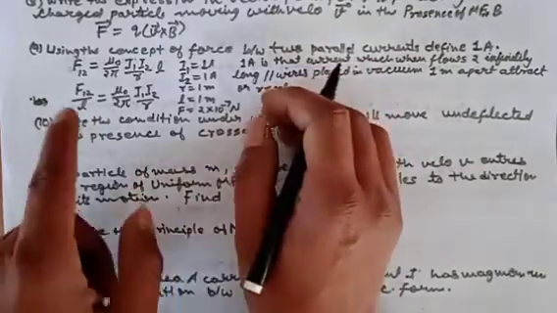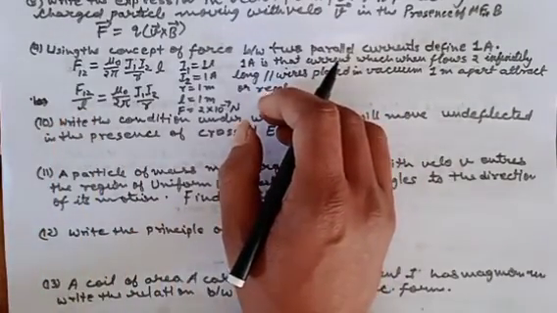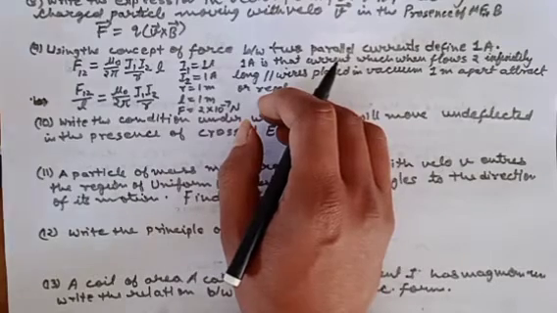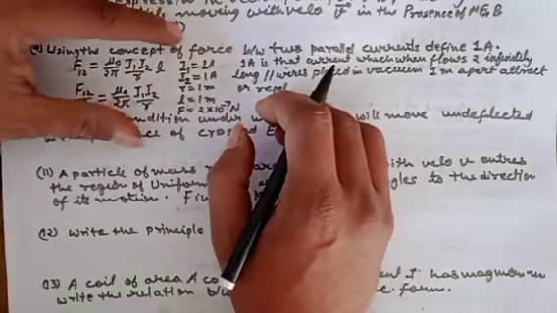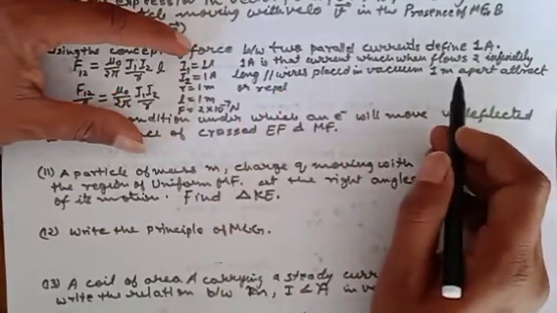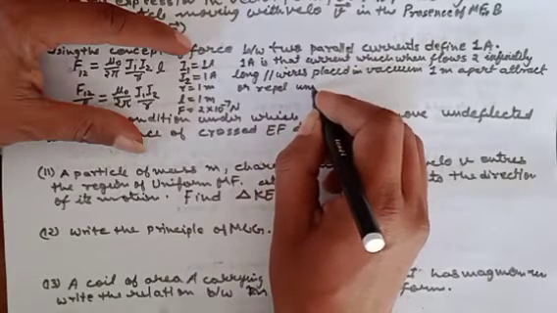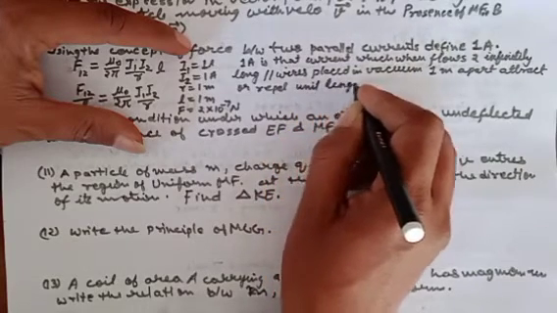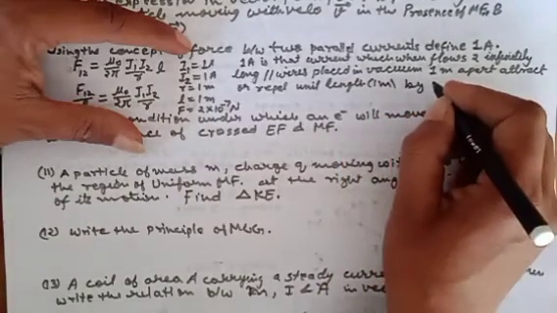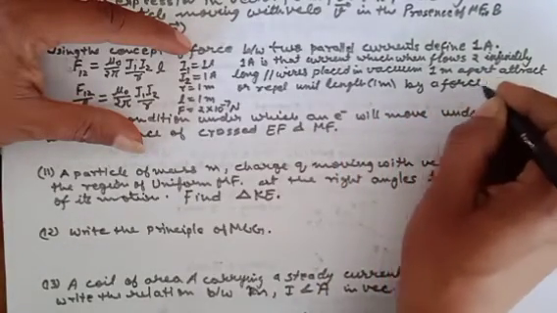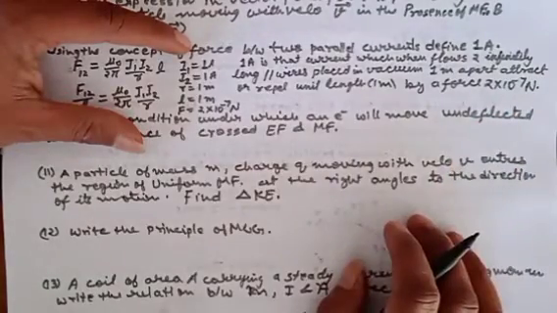If you know the theory of it, you might know that if currents are in the same direction, they will attract each other, and if they are in opposite directions, they will repel each other. But we are interested in force only. So attract or repel per unit length, that is 1 meter, by a force of 2 into 10 to the power minus 7 Newton.